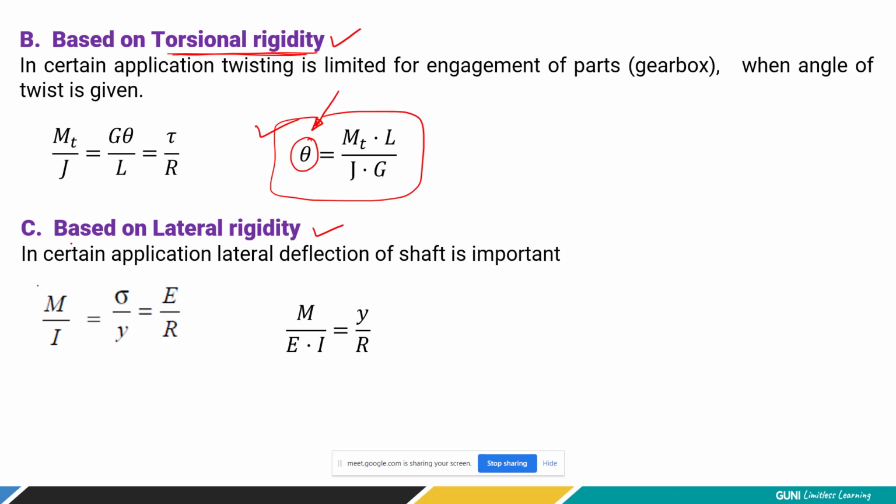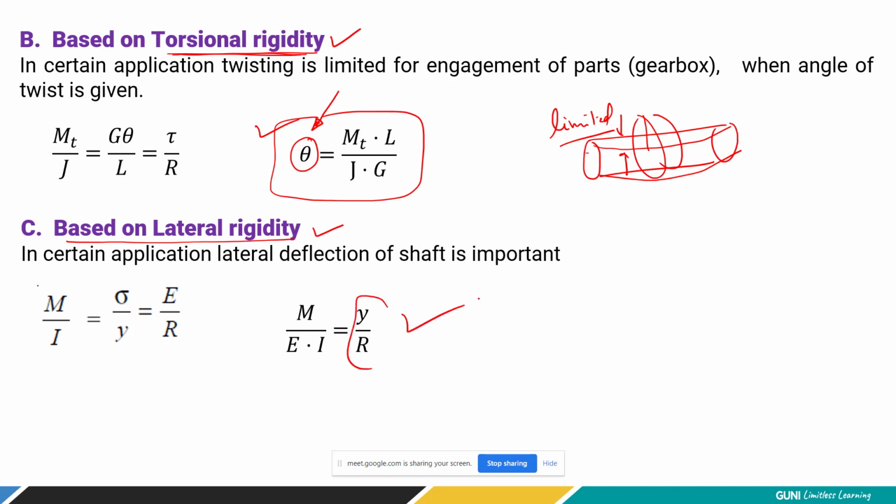And the third category is based on lateral rigidity. Now, what is lateral rigidity? Now, shaft is simply not only carrying the torque, it is also supporting the rotating element, right? So because of that, it may bend, right, during rotations. So the maximum permissible deflection is limited. So we try to find the deformation of shaft during torque transmission, right? If it is within the limit, then you can say that design will be based on lateral rigidity, right?